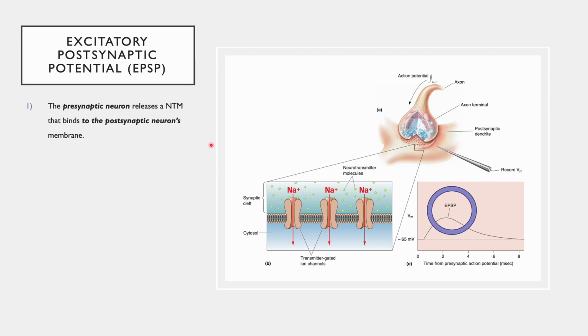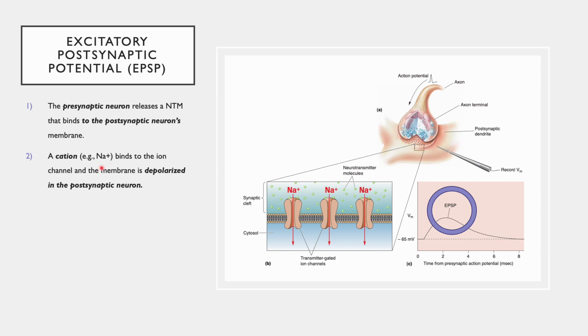First, let's talk about excitatory postsynaptic potentials. I'll refer to these as EPSPs. So let's use our same example of a presynaptic neuron synapsing onto a postsynaptic neuron. The presynaptic neuron releases a neurotransmitter that binds to the postsynaptic neuron's membrane. So in this example, we could say that this neurotransmitter is glutamate. Let's say that glutamate is released and it is taken up by the postsynaptic neuron's membrane.